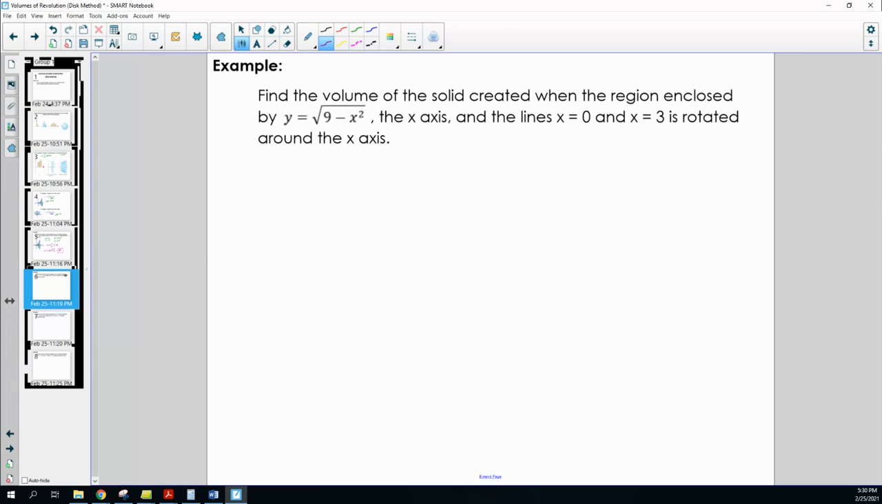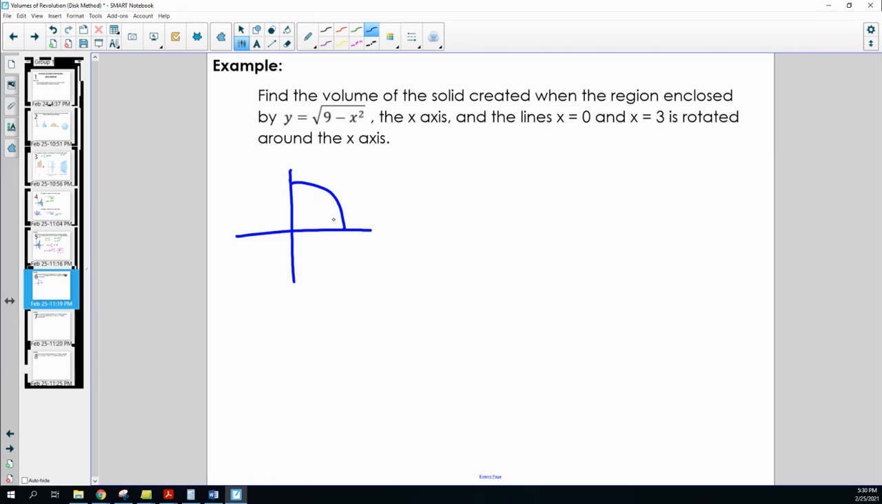All right, so let's look at another example. So find the volume of the solid created when the region enclosed by y equals the square root of 9 minus x squared, the x-axis, the lines x equals 0 and x equals 3 is rotated around the x-axis. Okay, so if I were to kind of graph what this is going to look like, this is going to be something like that.